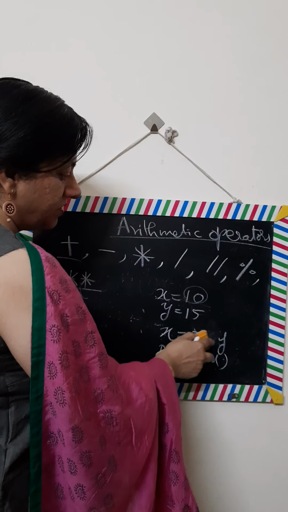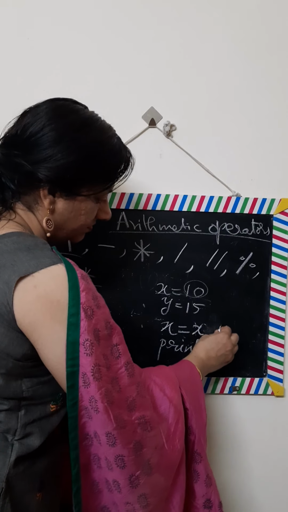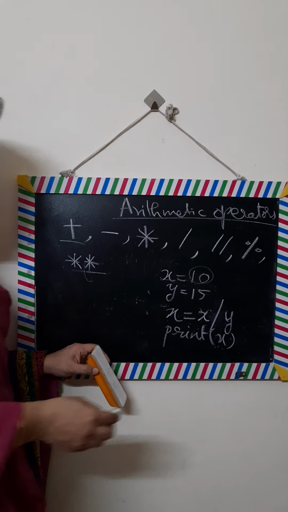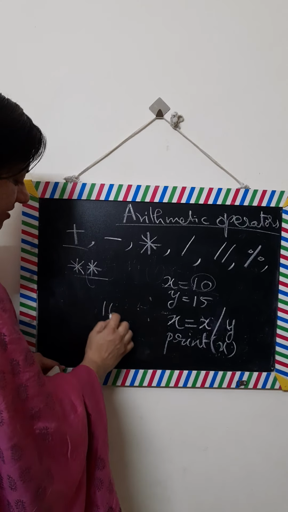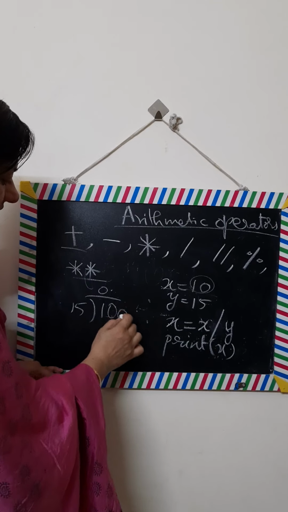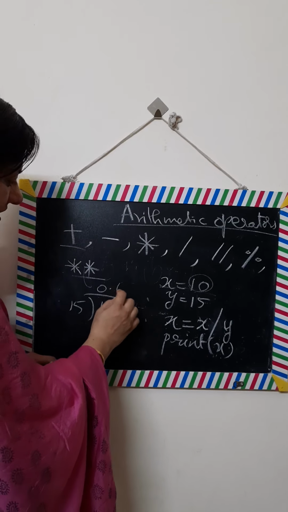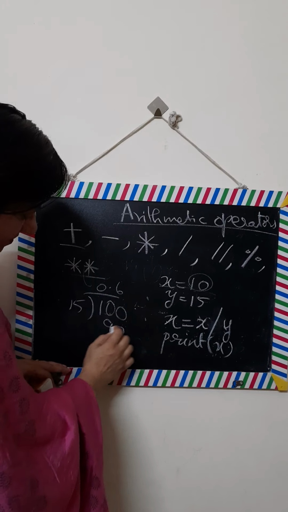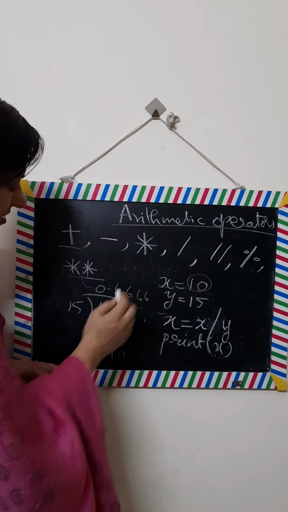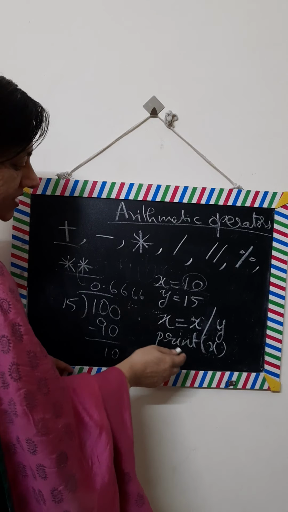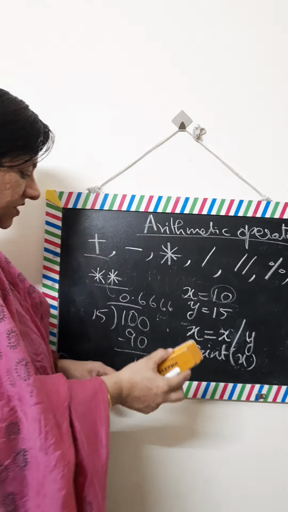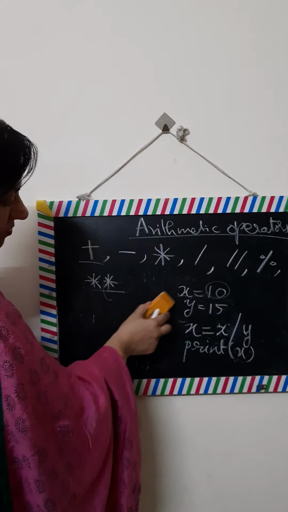Coming to your division, I put a forward slash here. 10 divided by 15. So when you are dividing 10 by 15, what is happening? You are putting a point, taking a 0, 15 6s are 90, 10. So it recurs, right? So it is going to give you x will become equal to 0.6666, etc. Fine. So it is going to print that.